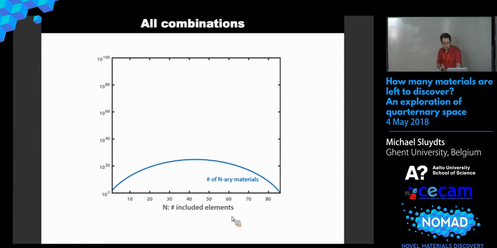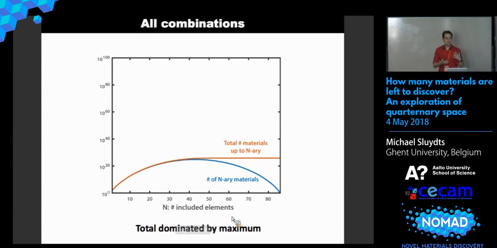Now, what's important here is that it has a maximum, and this maximum is at around 43 elements, and that's 10 to the 25th. So if you take the total of these materials, you see that it's completely dominated by these materials with 43 elements. Now, I've never seen one of these before, so either we made some kind of grave mistake or we invented a new theory for dark matter.